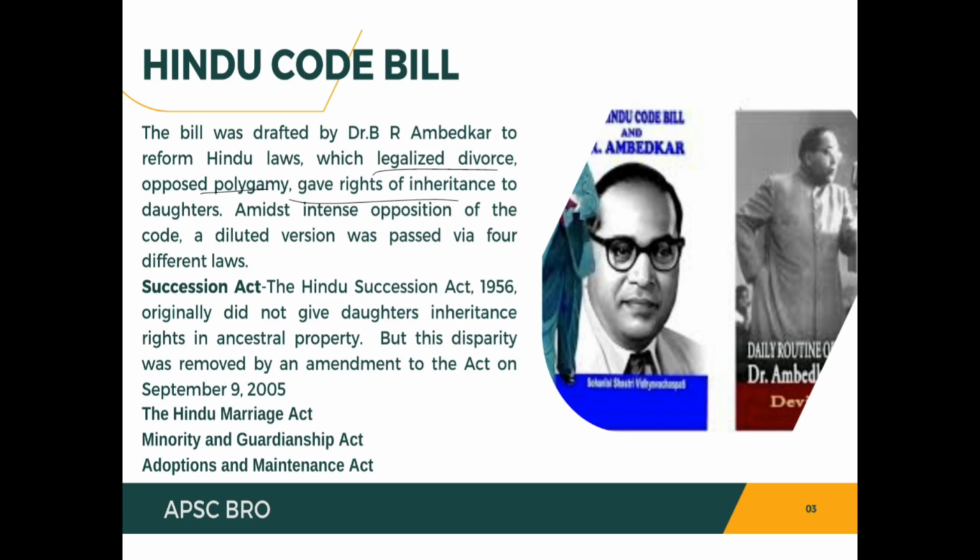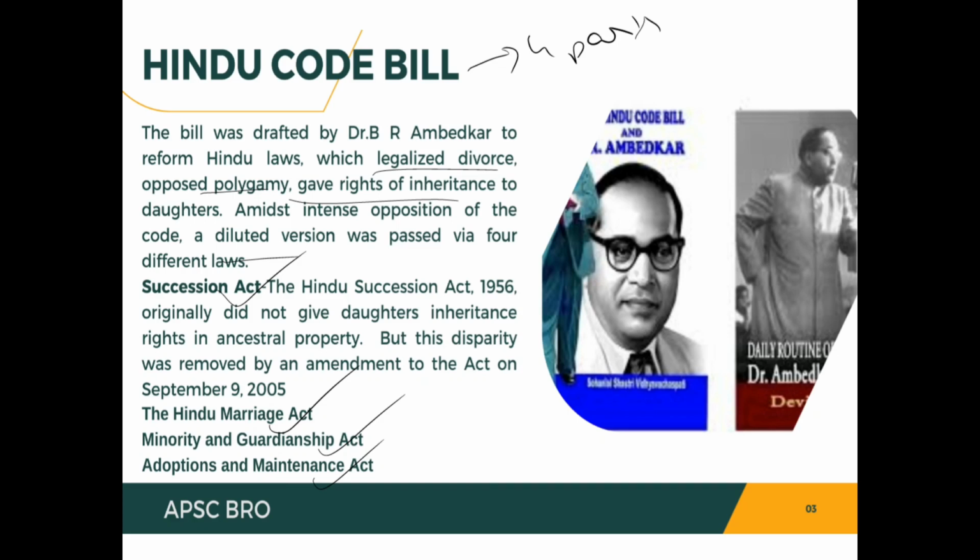But this faced very intense opposition from all around the country. The Hindus said that no, this cannot be done. We have our own laws and other things, so this cannot be passed. So what the government did was follow a diluted version. The entire Hindu code bill was divided into 4 parts. Now what were those 4 parts? Succession Act, Hindu Marriage Act, Minority and Guardianship Act, and Adoption and Maintenance Act.